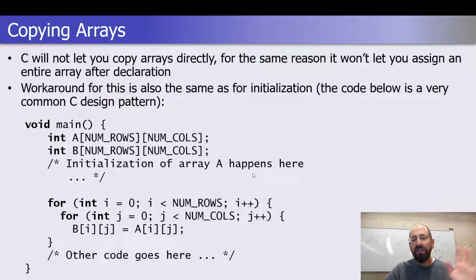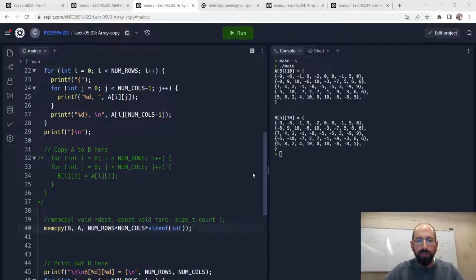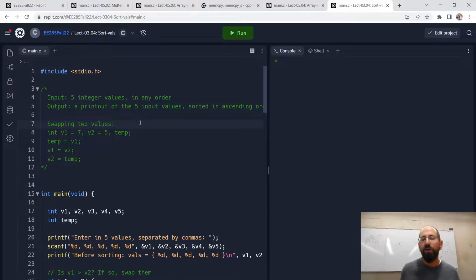I want to get to one more example, but we won't finish it today. We'll just get started with it. We had this code back a couple topics back of sorting 5 numbers. Let me bring up that code. And I mentioned that, by the end, once we learn a couple of other things, this code's going to be a lot cleaner, easier, maybe more scalable as well. This is from back in lecture 3. This is the sort values code that takes as an input 5 integer values in any order, and its output was a printout of those 5 values sorted in ascending order.